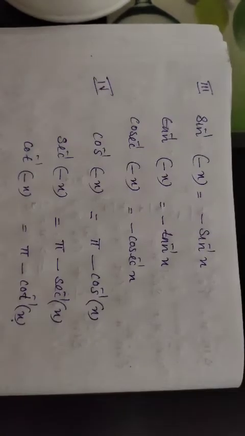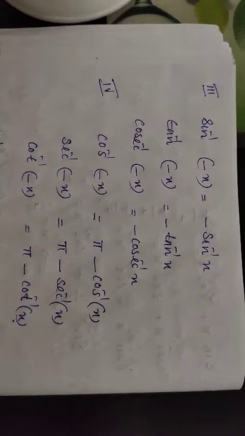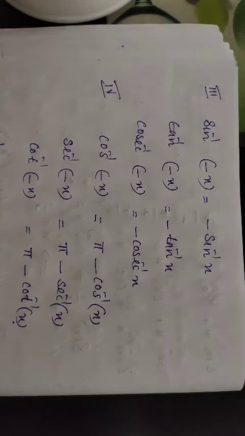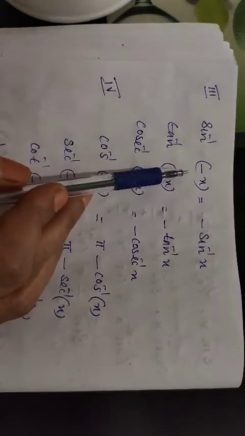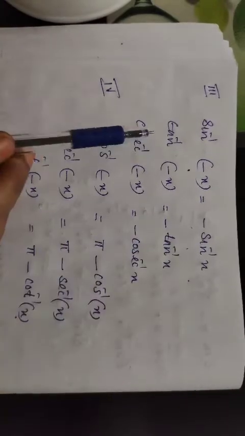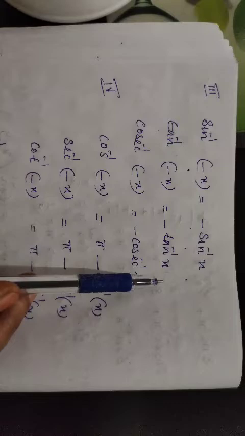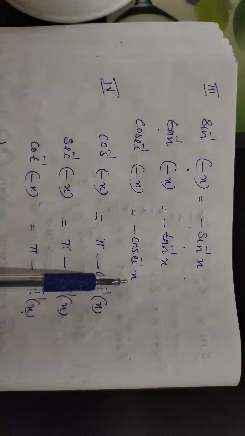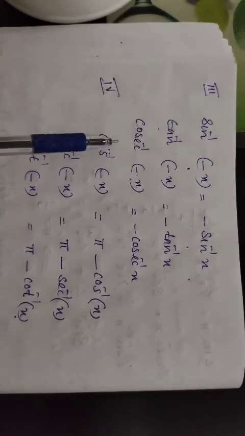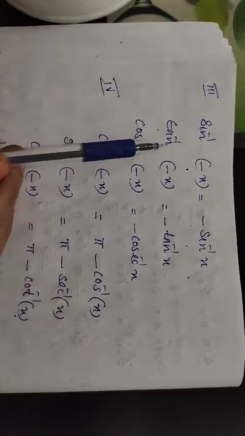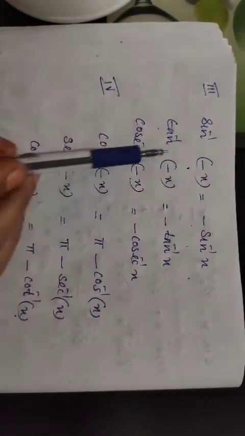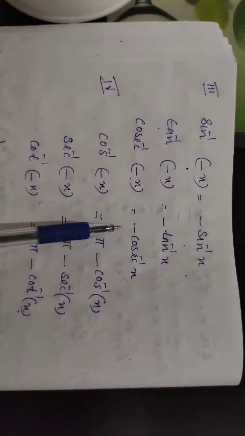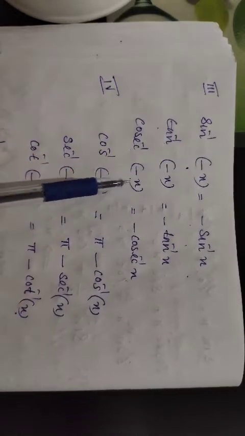The third property, sin inverse minus x. We know sin minus theta is minus sin theta. Sin inverse minus x is minus sin inverse x. And tan inverse minus x is minus tan inverse x. Cosec inverse minus x is minus cosec inverse x. See the functions sin, tan and cosec: sin inverse, tan inverse and cosec inverse. If the value is negative, the answer is direct negative. Which are the functions? Sin, tan and cosec.